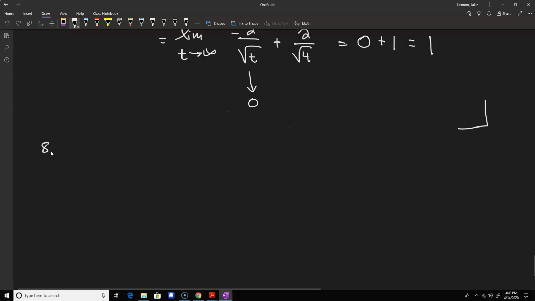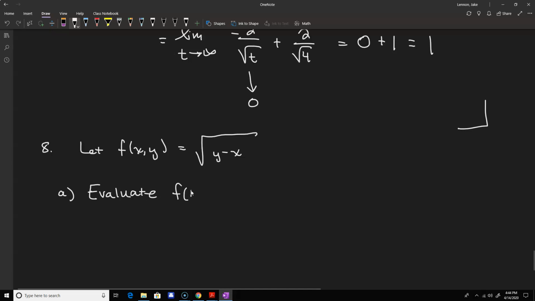Okay, number 8. We're actually going to make that the last one on this review, and we're going to stick partial derivatives just on the final exam. So they will not be on the second test, even though the review I've posted has a couple of questions involving those. But let f(x,y) equal, I believe, the square root of y minus x. For part a, we want to evaluate f(1,5), and for part b, find the domain and sketch a graph of the domain.